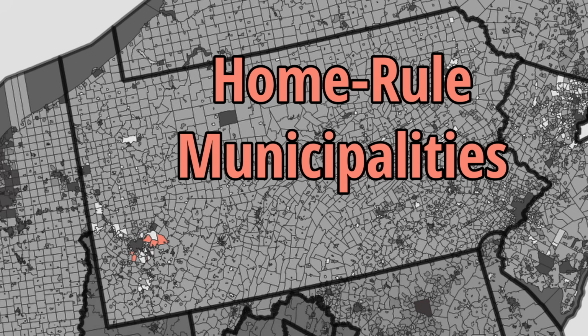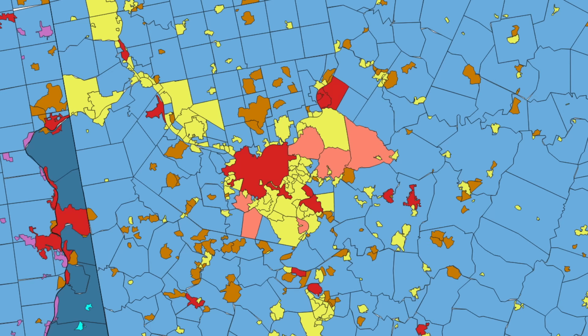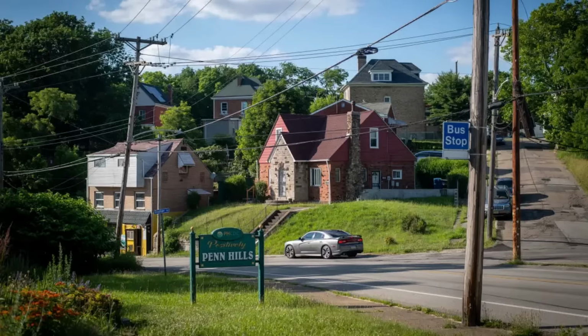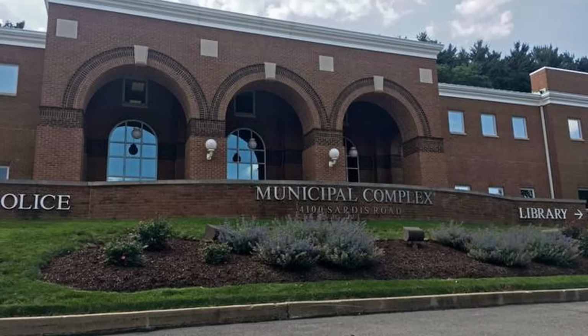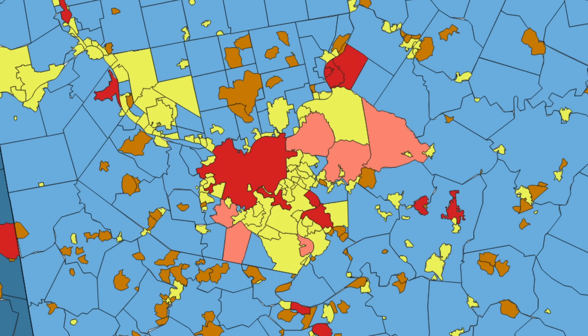Home rule municipalities are only found in Pennsylvania, and they are only independent places, which means that they are their own county subdivision. These home rule municipalities operate under a unique charter which gives them home rule, so they can make their own laws, and they have a bit more power. Currently in Pennsylvania, there are 6 home rule municipalities which surround Pittsburgh.